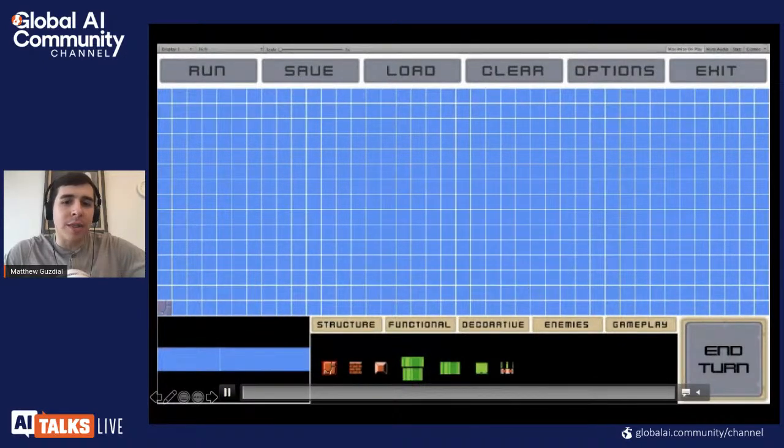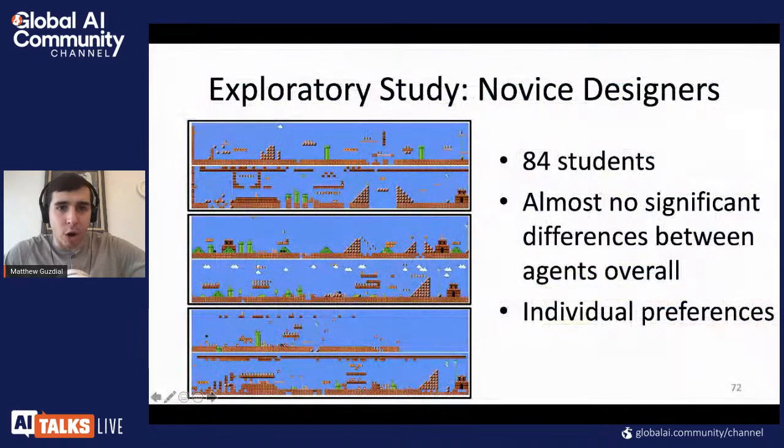Okay, so that was the start, the very first setup that we did for this tool. In an exploratory study we ran with novice designers, we basically used 84 undergraduate students. And what we found is that there was almost no significance in differences between the agents overall.